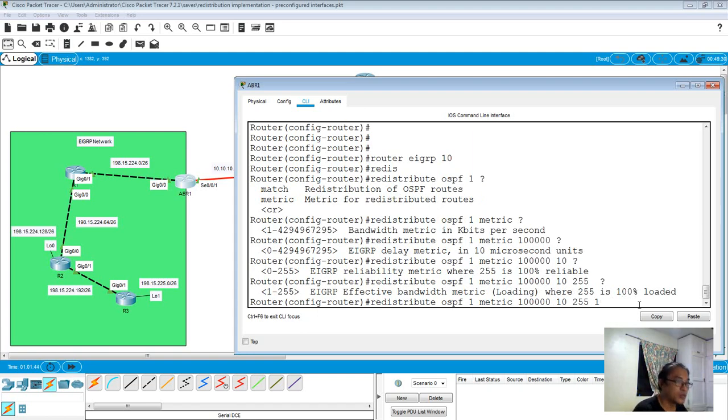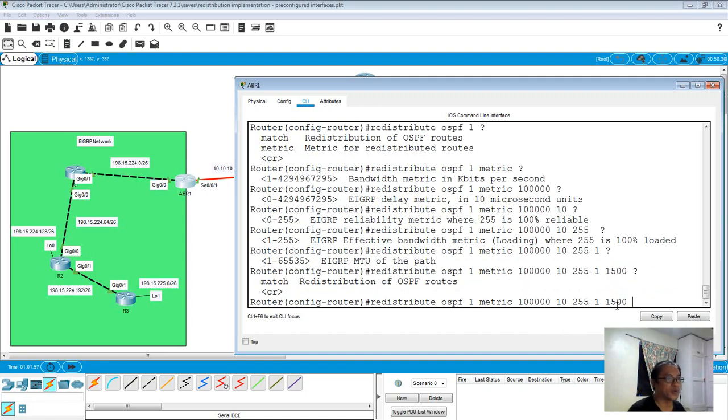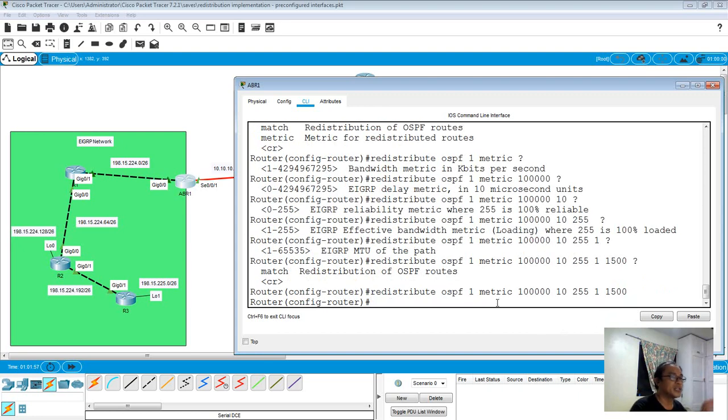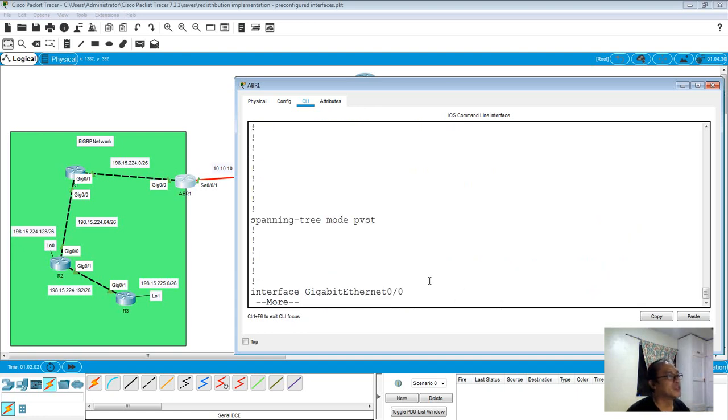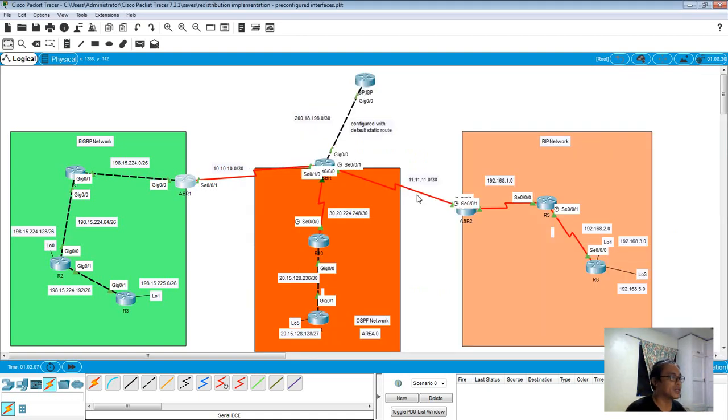Okay, then question mark. What is the EIGRP MTU of the path? The maximum transfer unit, that would be the default of 1500. So we press enter. So we have already redistributed the OSPF into EIGRP. Do show run. This time we can now see that the OSPF is now redistributed to EIGRP 10. Okay, so I'll close this one and we can see if we can ping this one.